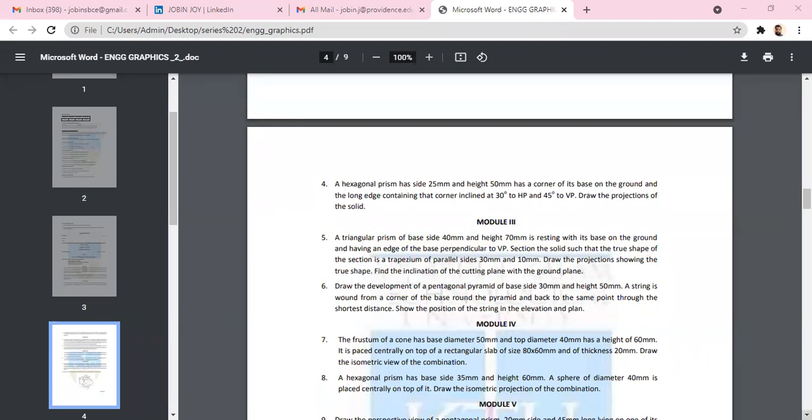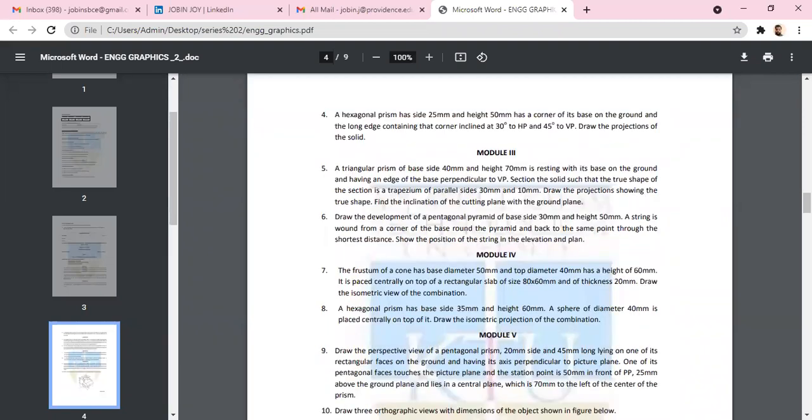The next is module 4. Module 4 is isometric projection. Frustum of a cone, then hexagonal prism. You have to draw the 3D isometric view. That is from module 4.